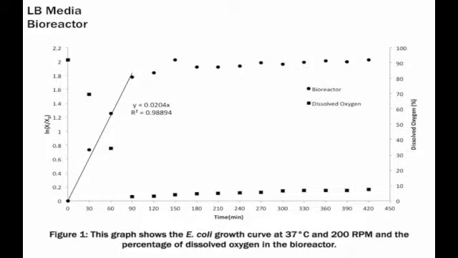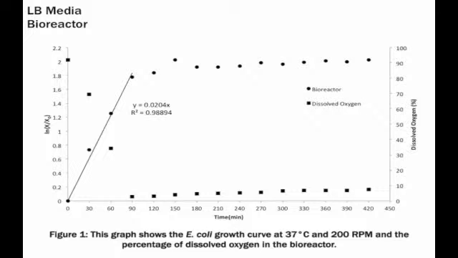Figure 1 shows the log and stationary phases of the E. coli growth in the bioreactor with LB media. One reason the bacteria may have stopped growing so quickly was there was a limited amount of dissolved oxygen in the bioreactor. The lag phase of the bacteria growth is not seen due to inoculating the bacteria 15 hours prior to the experiment. The experiment was not run long enough to see the death phase occur.